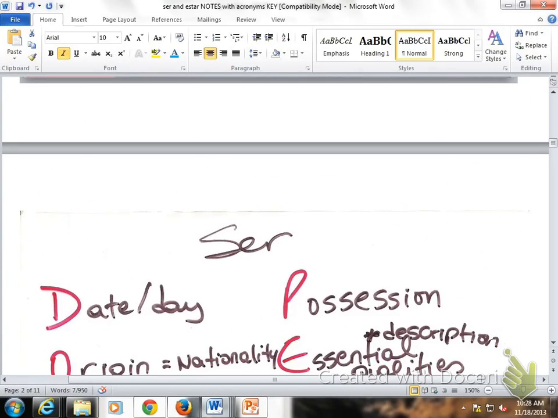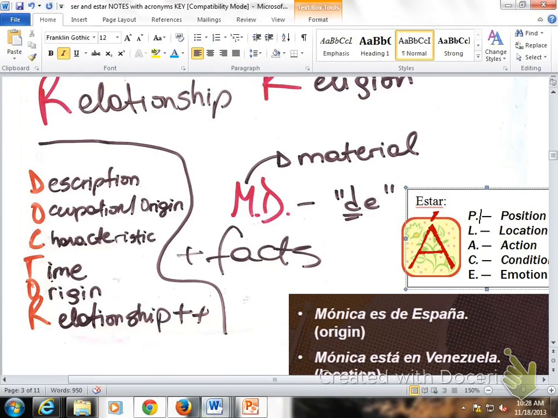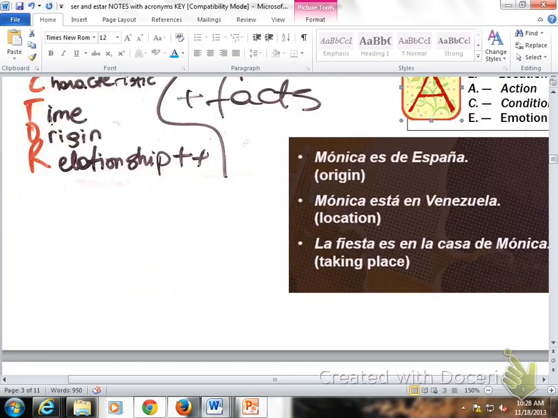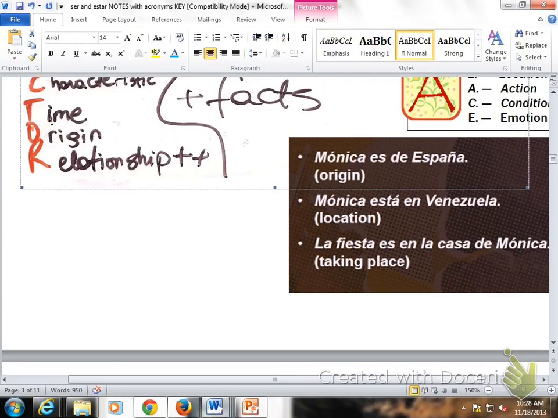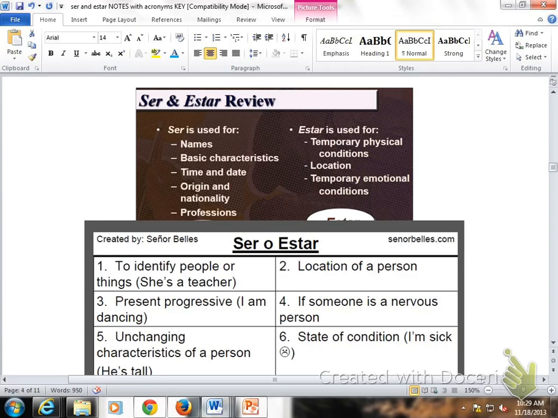These are all reasons for ser. I gave you estar, the less short, I guess, acronym: PLACE, position, location, action, condition, emotion. Don't forget your accents with the verb estar. Here's the slide that we looked at that talks about origin always using ser, location always using estar, but where something is taking place, even though we're talking about a location, it's a fact, basically, and so that would be using ser.